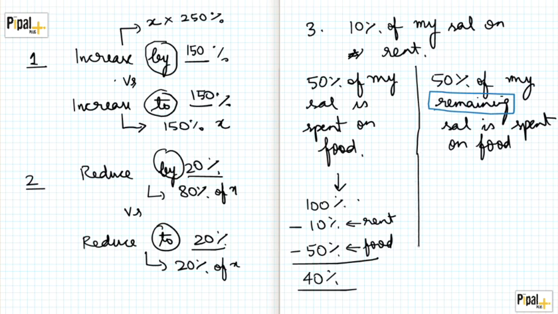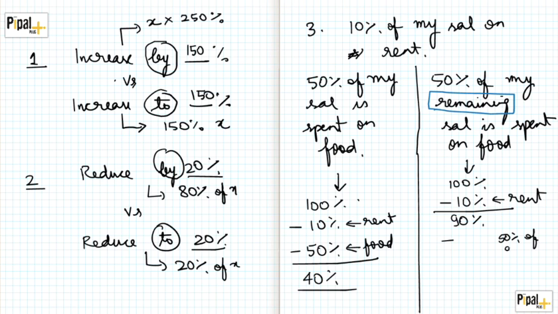But let's look at the situation that happens here. Obviously I start with 100% of my salary, right? And just like here, I spend 10% on rent, right? But what has now happened is I am left with 90%, right? And it is 50% of the remaining, right? So the amount now getting spent on food is 50% of 90%, which is equal to 45% of the original salary, right?